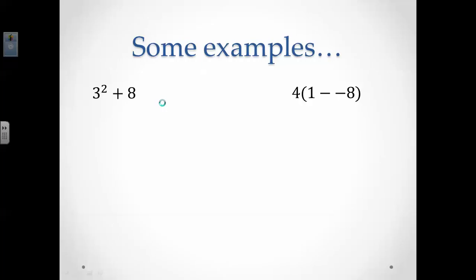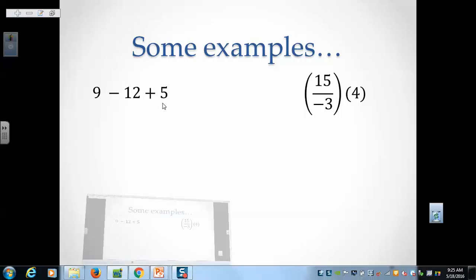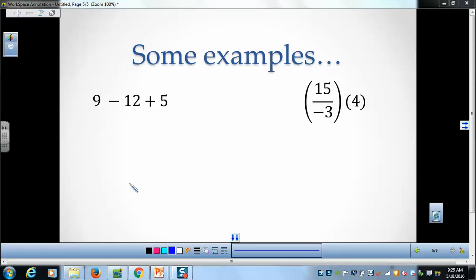Here we go. Let's look at a couple more examples. The first example here, 9 minus 12 plus 5. As I was talking about earlier, we have subtraction and addition. Those are the only two operations in the problem, and they are equivalent operations. Since they're equivalent, I just work left to right. So I'm actually going to do the subtraction first. I would do 9 minus 12, which is negative 3.